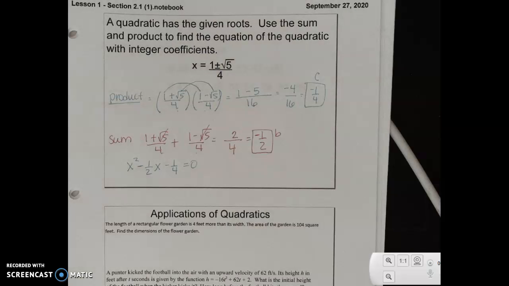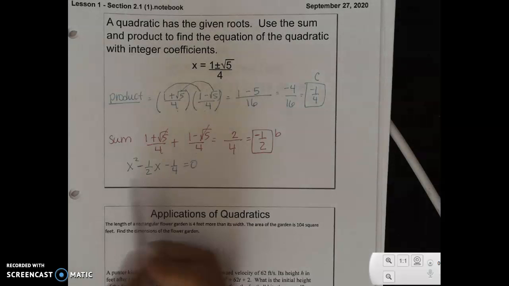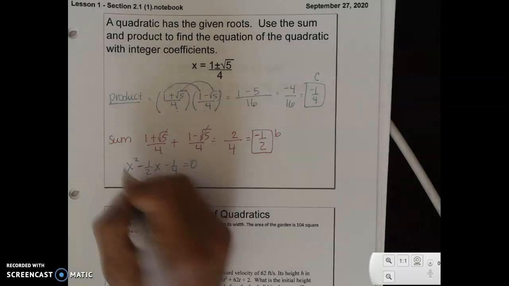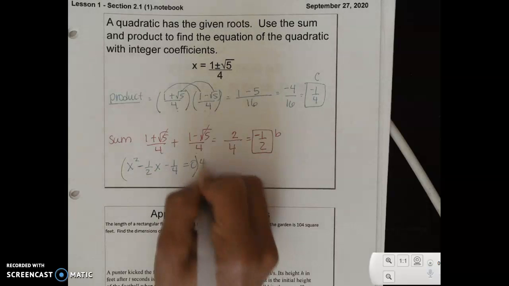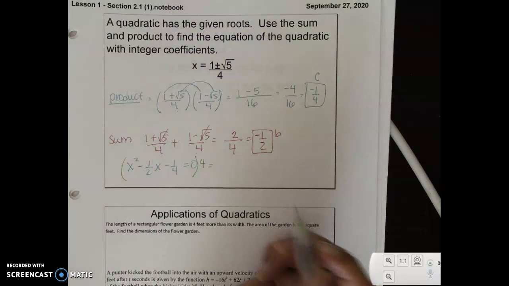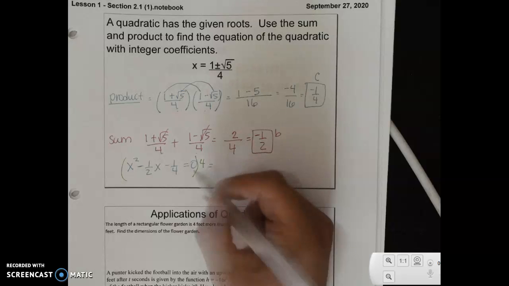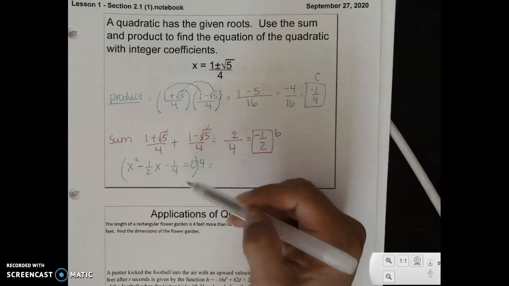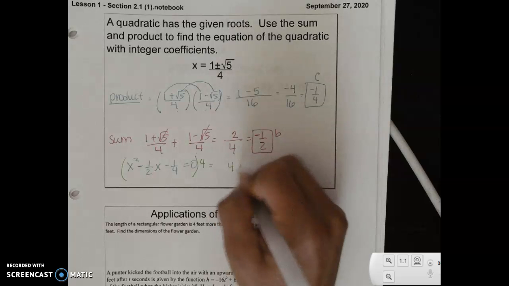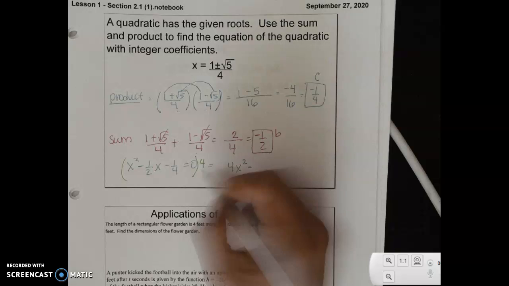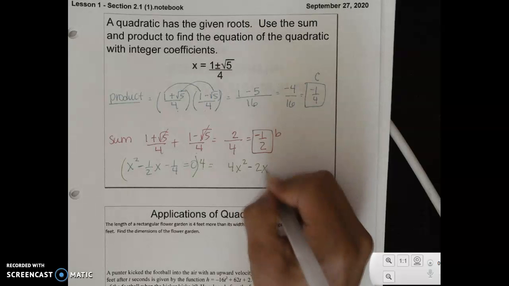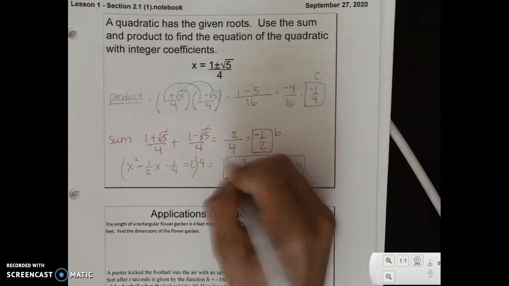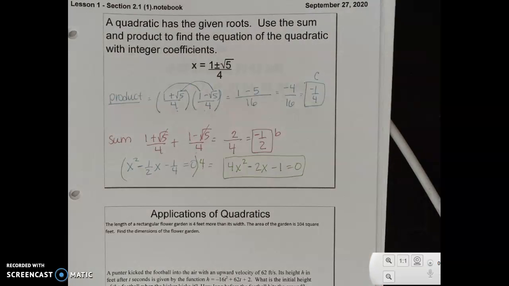Now, most of the time you're not going to see those fractions left in your quadratic, so a lot of times what you're going to see done is this whole equation multiplied by 4. And so what this is going to do is create a quadratic that has the same roots, but that will not have fractions. So if I multiply by 4, I get 4x squared minus half of 4 is 2, and 1/4 of 4 is 1. So here's the quadratic that would have these roots.